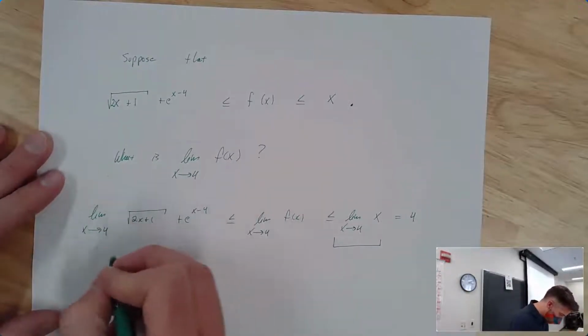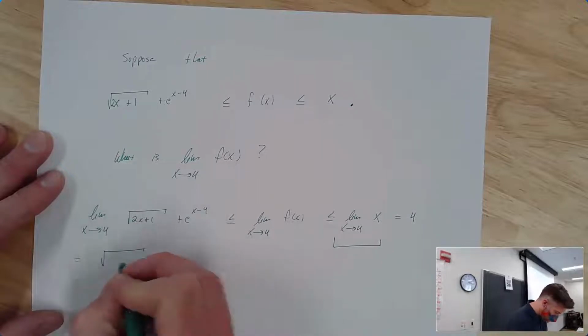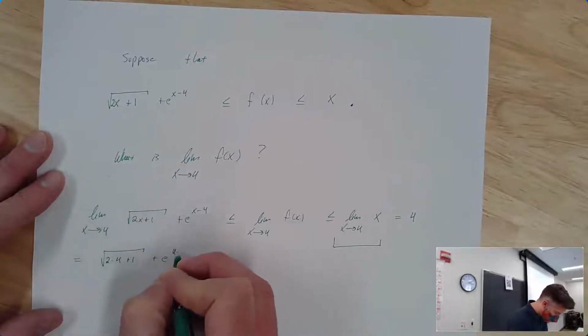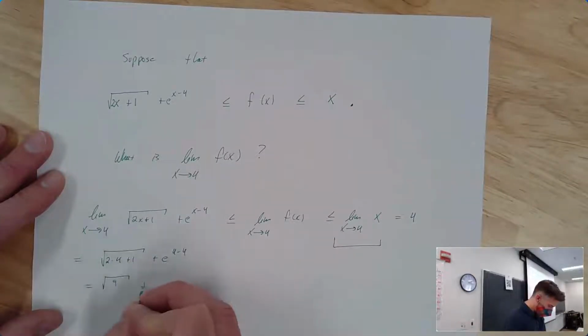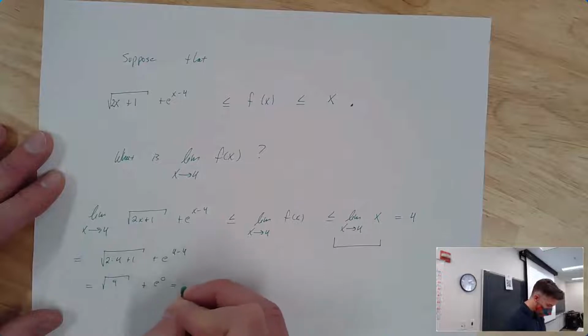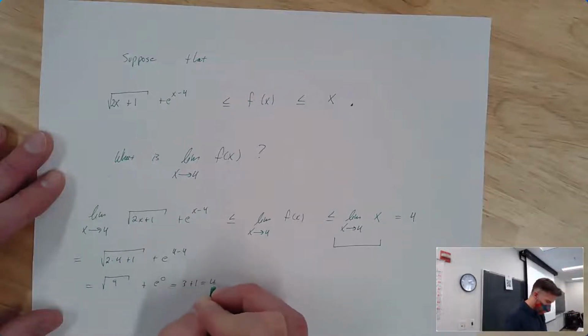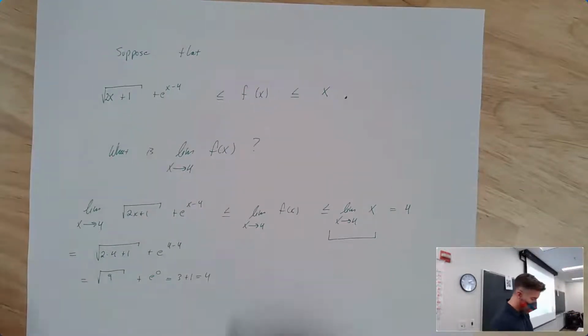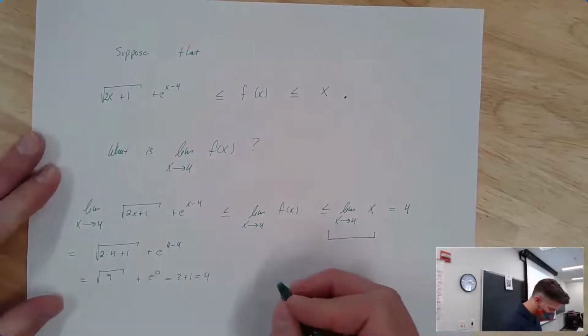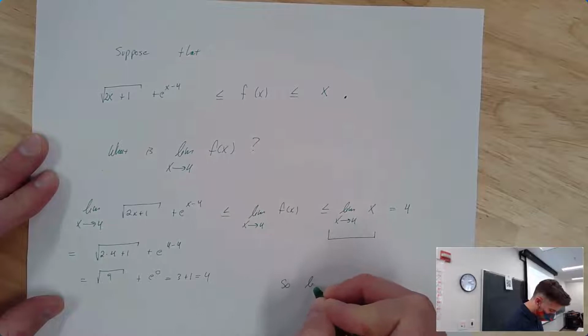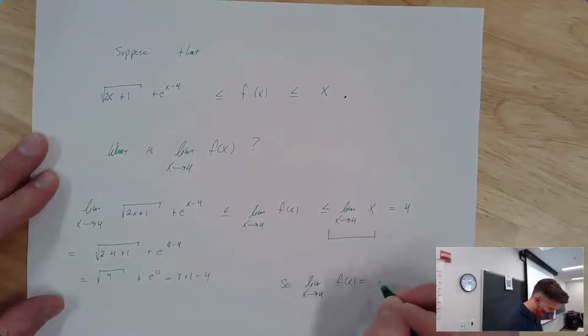So when we do this limit, we're going to get the square root of 2 times 4 plus 1 plus e to the 4 minus 4, which is the square root of 9, plus e to the 0, which is 3 plus 1, which is 4. So since our limit is bigger than or equal to 4 and less than or equal to 4, it has to be true. The limit as x approaches 4 of f of x is equal.